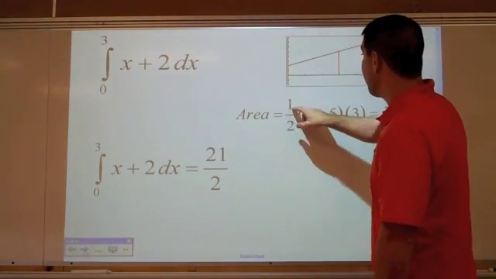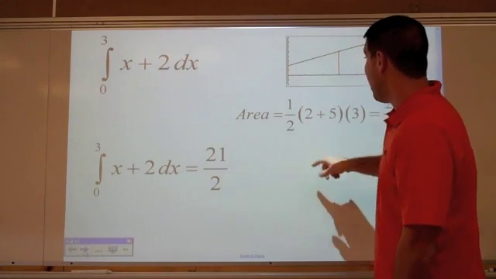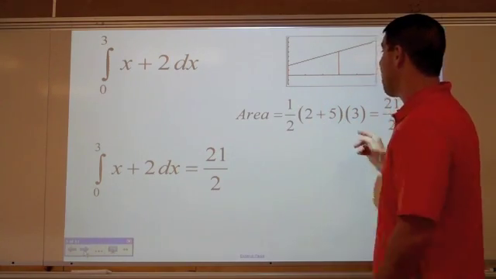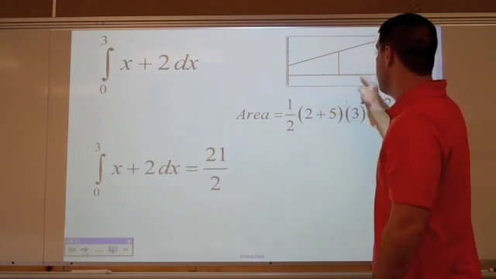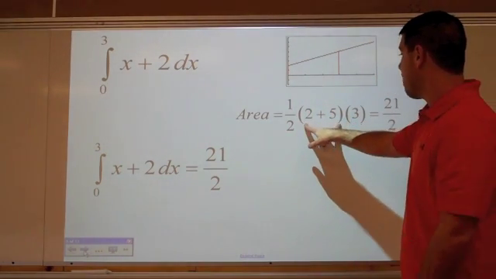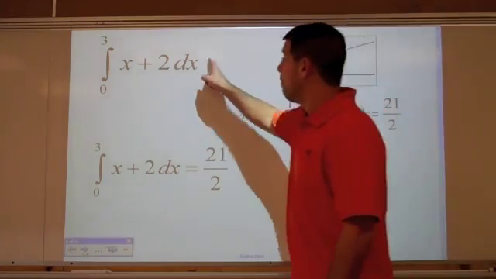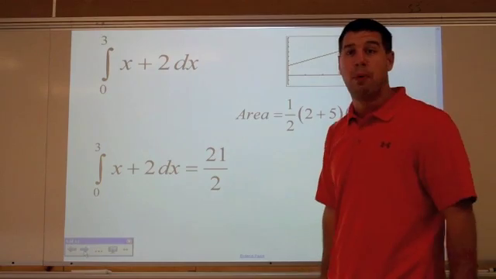So it's going to be 1/2. The base is going to be 2 here. It's going to be 5 here. So 1/2, 2 plus 5. You average the bases and multiply that by the height of the trapezoid, which in this case is the distance between the bases, 3. So average of the bases times the height, you get 21/2. So the value of this definite integral is 21/2 or 10.5.